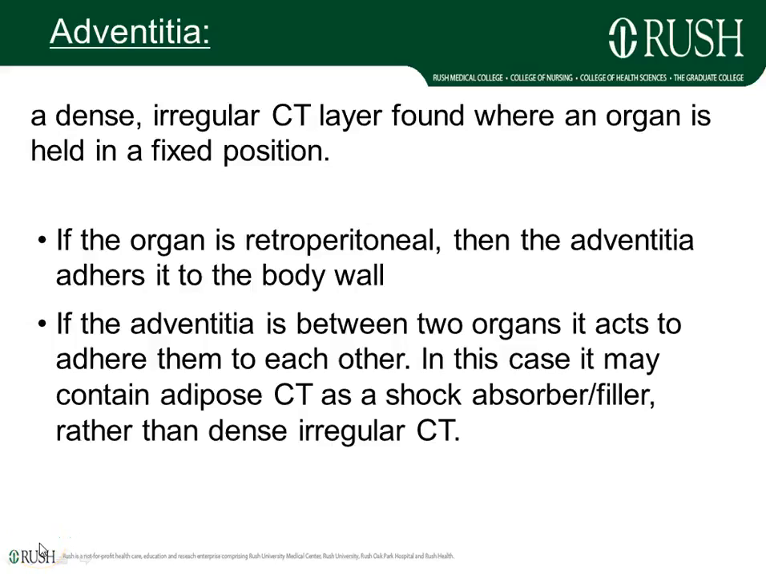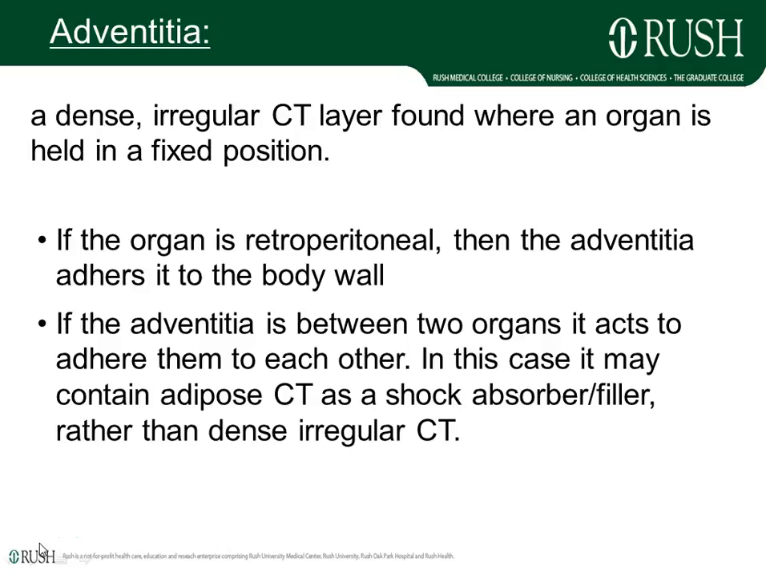So let's contrast the adventitia with the serosal layer, which is the outermost connective tissue covering of the GI tube. The adventitia is a dense, irregular connective tissue layer found where an organ is held in a fixed position. So if the organ is retroperitoneal, the adventitia adheres it to the body wall. If the adventitia is between two organs, it adheres those organs to one another.